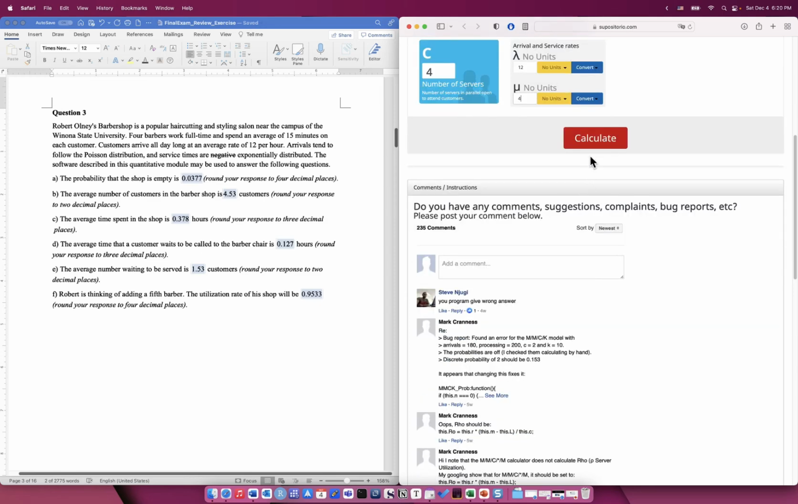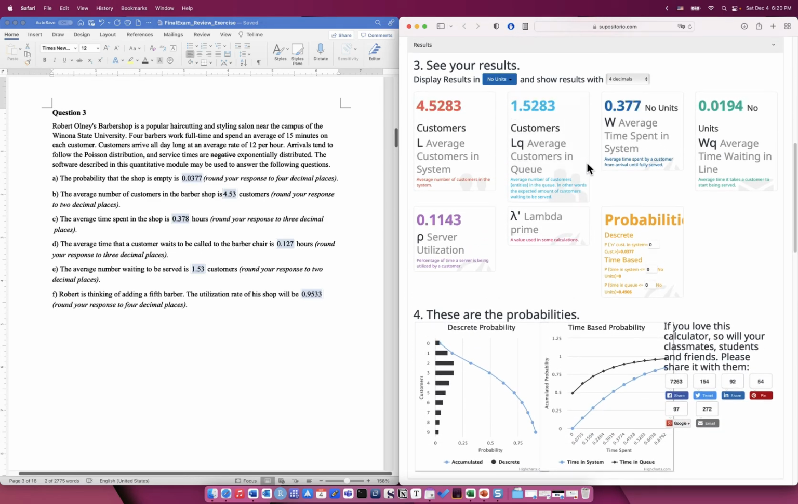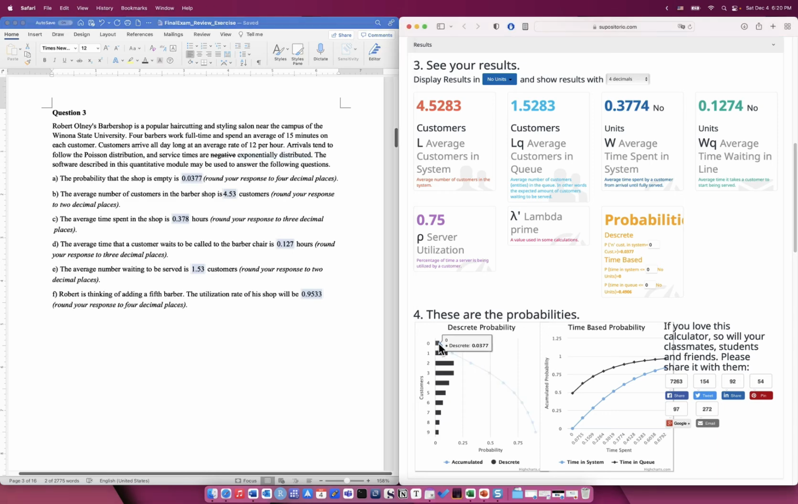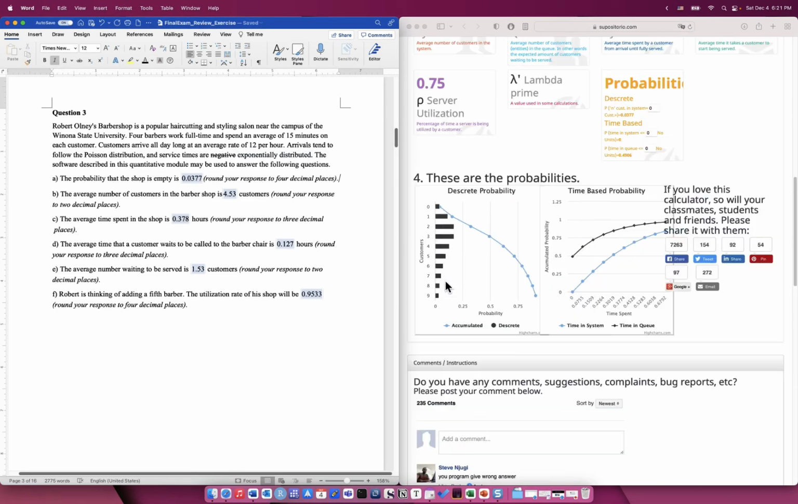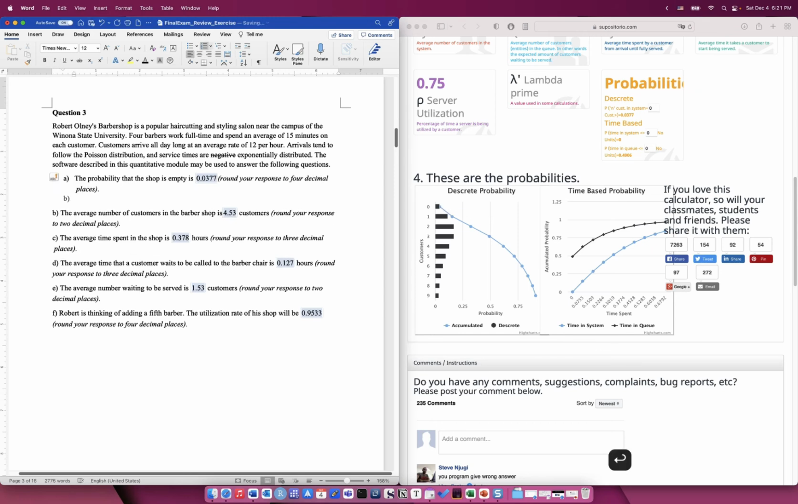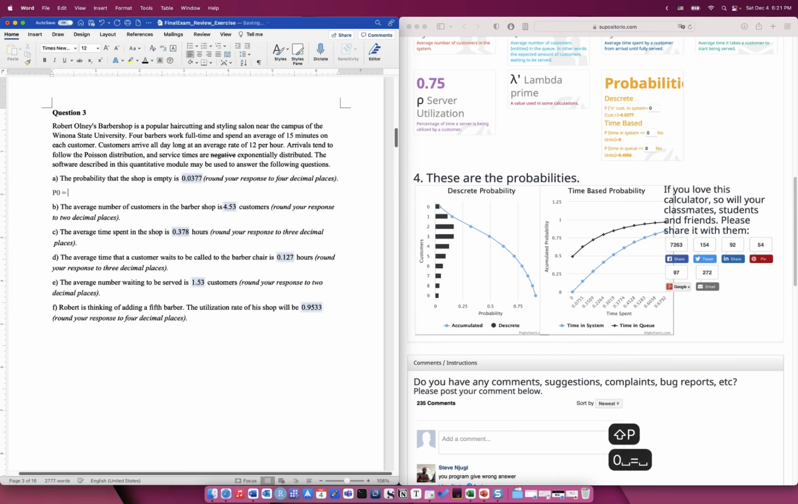Okay, so let's calculate. It's going to start to give us some answers here. The probability that the shop is empty is the probability of 0 people in the system. Therefore, the answer is this one, P0, 0 people in the system. So P0 is equal to this.